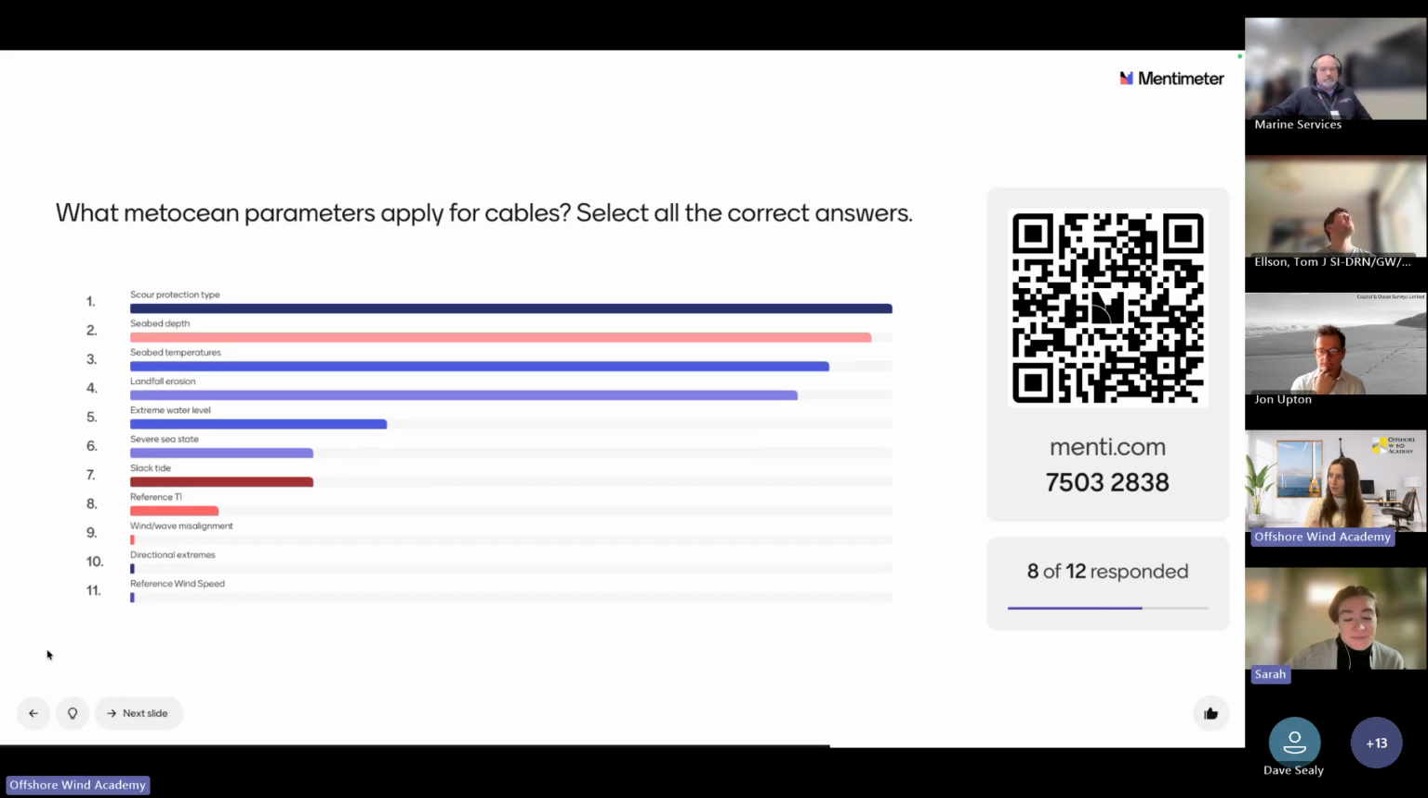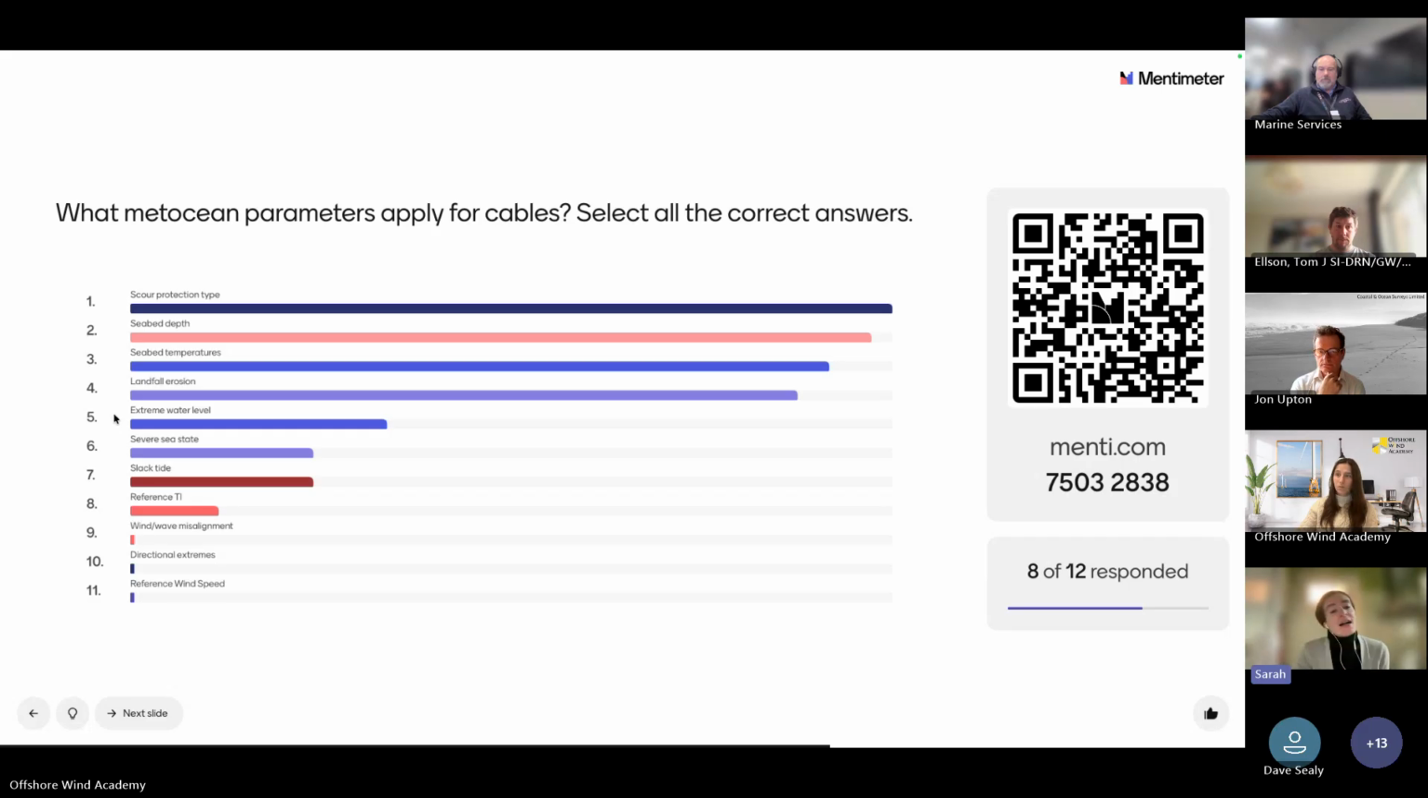How did they do? Yeah, indeed. So scour protection is going to be important for cables. Seabed depth, again, we've been banging on about that this course, or this little webinar. Seabed temperature is going to be a really important one here. Landfall erosion, indeed. Extreme water level, I'm not sure. It's going to be varied one way or the other. So that's really not an important parameter.